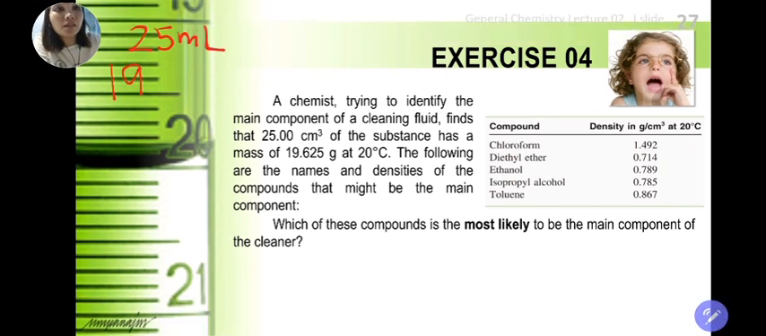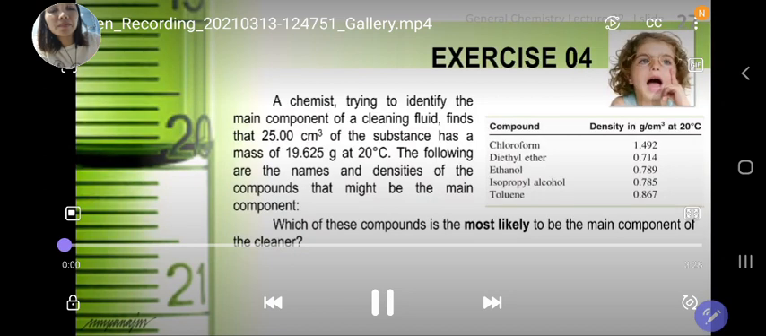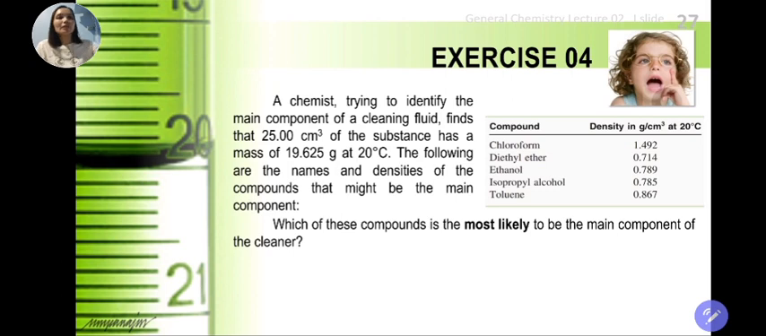19.6. Okay class, so para dito sa exercise natin na to, i-analyze muna natin ng mabuti yung problem.